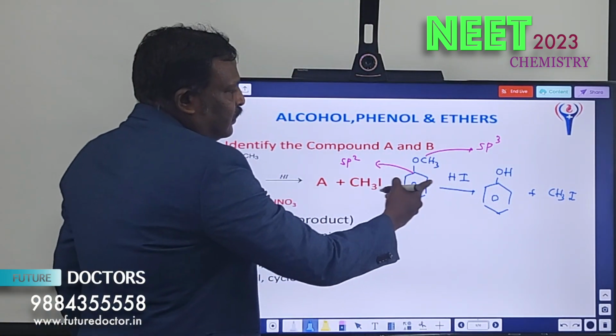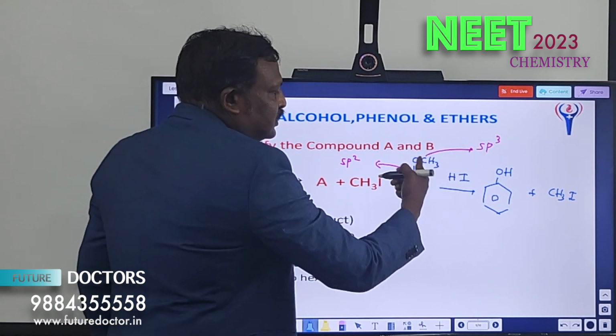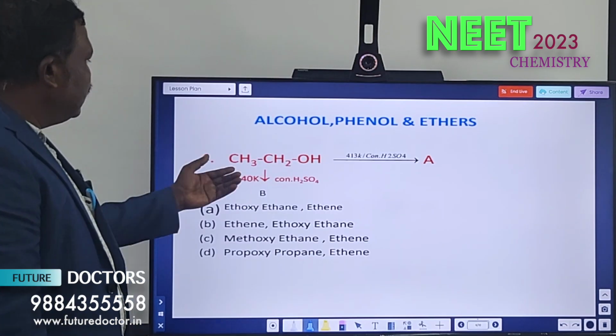Just remember, iodine always prefers the sp3 carbon, and H goes to the other side. Then only we get phenol. Understood? Then this is a very, very important question.